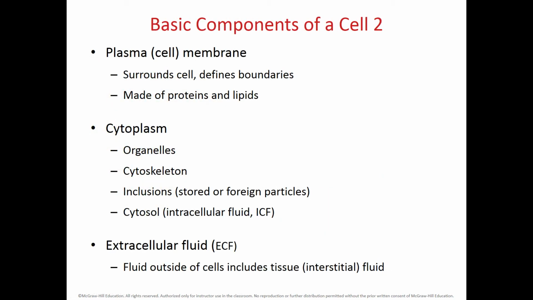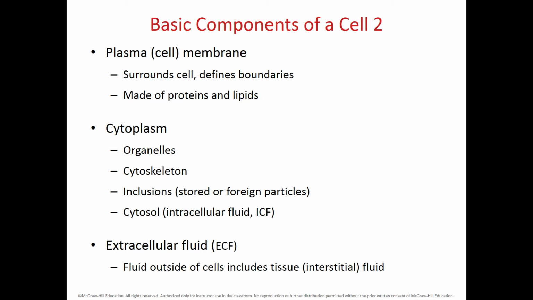So what are the basic components of a cell? They have a wrapping, which is called the plasma membrane or cell membrane. This plasma membrane sets the limits or boundaries for whatever is inside of the cell and outside of the cell. The plasma membrane is made out of phospholipids, proteins, and cholesterol.